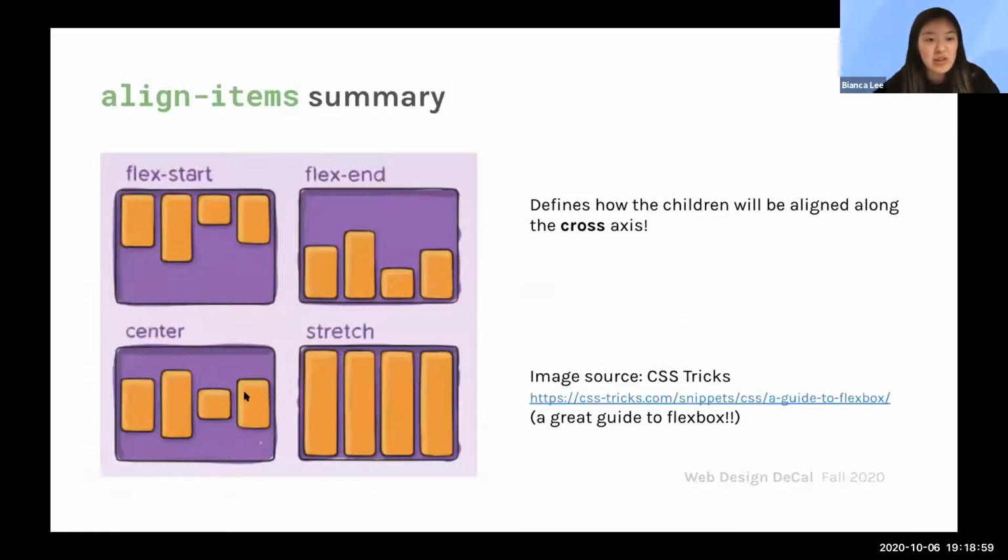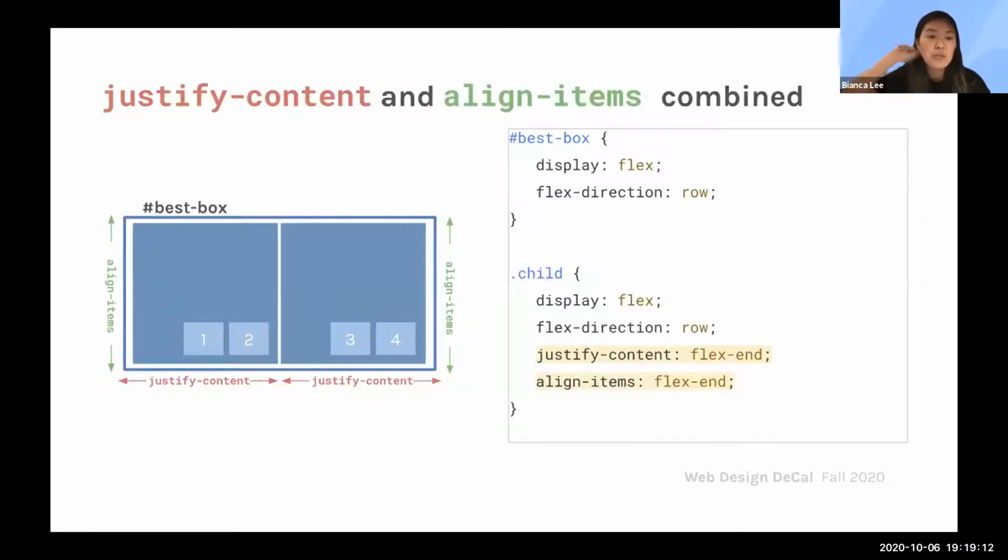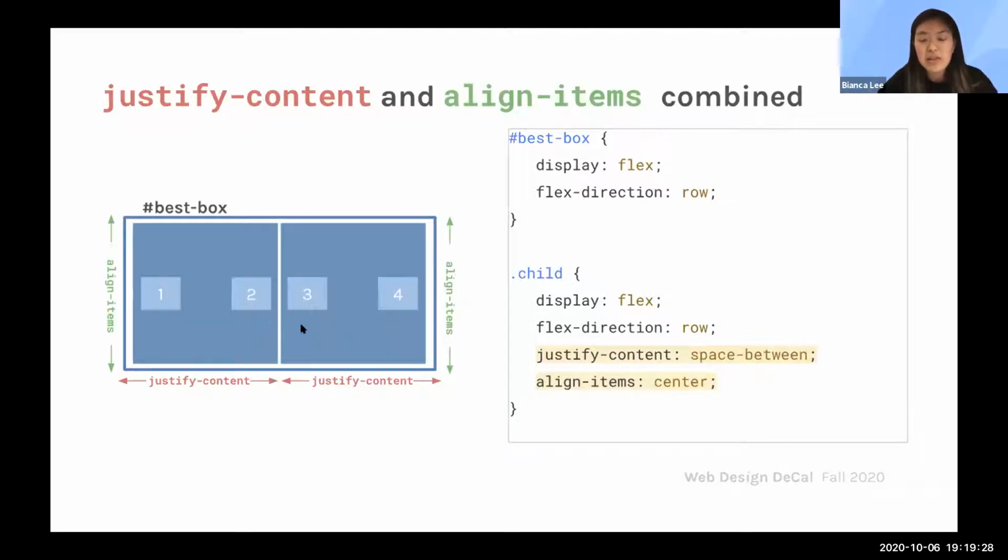Here's the summary for align items, and stretch lets all of the children components take up the entire span of the container. If we want to combine justify content and align items, this is an example of justify content flex end, which means we push it all the way to the end on the x-axis, and then we push it all the way to the bottom on the y-axis, which is how we get this. And if we do justify content space between, again we're creating space between on the x-axis, and then align items center on the y-axis.